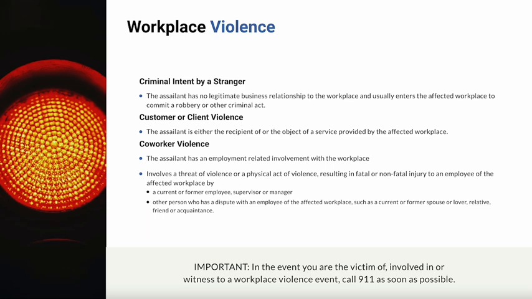This type of violence can occur in any workplace and is often characterized by the use of weapons and a lack of warning. Customer or client violence: the assailant in this type of violence is either the recipient of or the object of a service provided by the affected workplace. Coworker violence: the assailant in this type of violence has an employment-related involvement with the workplace. This type of violence involves a threat of violence or a physical act of violence, resulting in fatal or non-fatal injury to an employee of the affected workplace by a current or former employee, supervisor or manager, or other person who has a dispute with an employee of the affected workplace.